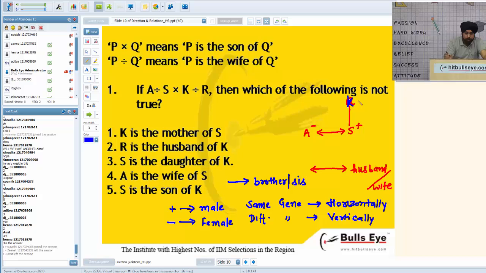I spoke the name wrong. And K is given to be the wife of R. So K is the wife of R. So we put a minus sign with K and a plus sign with R. So we have made a family tree.